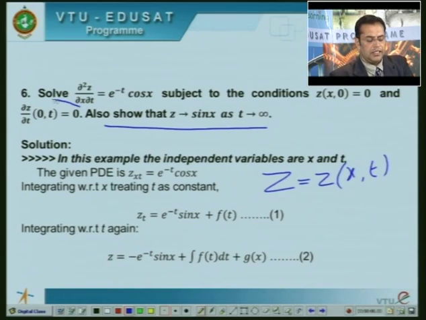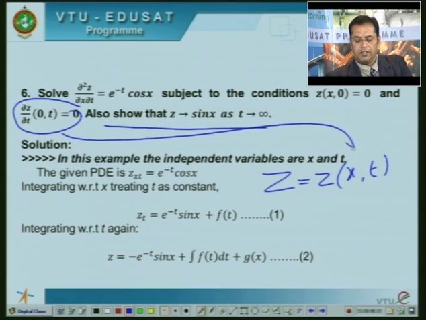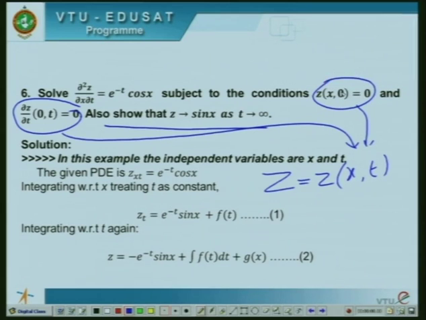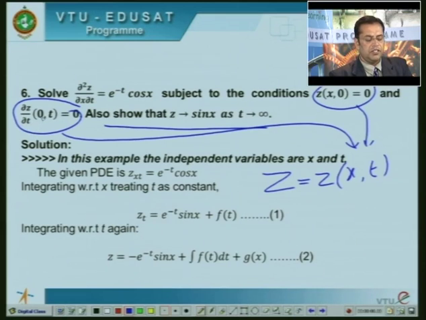So, what does this condition mean with reference to this? First, let us analyze this. z(x, 0) equal to 0 when compared to this will give you t equal to 0. So, it means when t is 0, z is 0. What is the implication of this condition? It is (0, t). So, this means when x is 0, dou z by dou t is equal to 0.